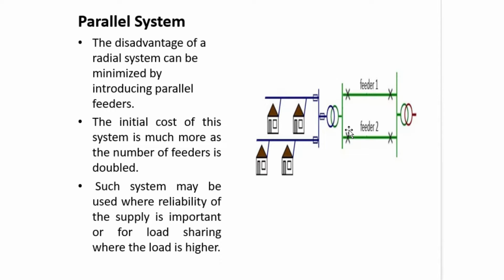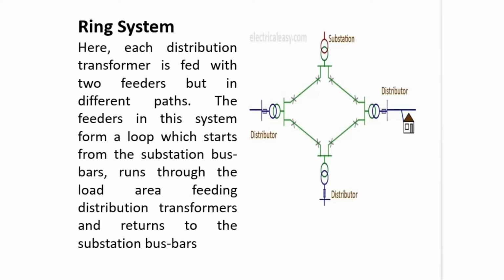So students, now coming towards a similar system, reliability can be achieved by using a ring distribution system. In a ring distribution system, each distribution transformer is fed with two feeders, but with different paths. You can see that the feeders in this system form a loop, which starts from a substation bar, runs through the load area feeding the distribution transformers, and then returns to the substation bar.